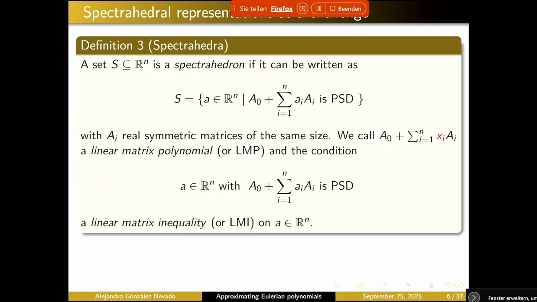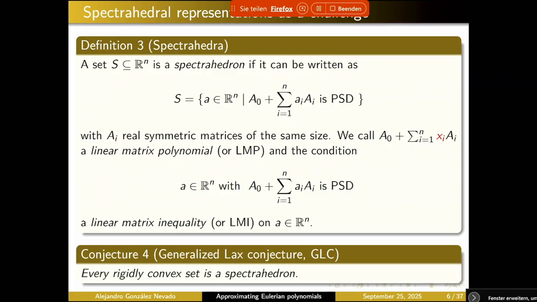When you take the matrices A_i to be real symmetric, and usually you also expect this matrix to be positive semi-definite. So this thing is a linear matrix polynomial, and we will see them appearing quite often. Then in this context, a big problem in real algebraic geometry and in optimization is this challenge: we think that every rigidly convex set can be represented in this way.